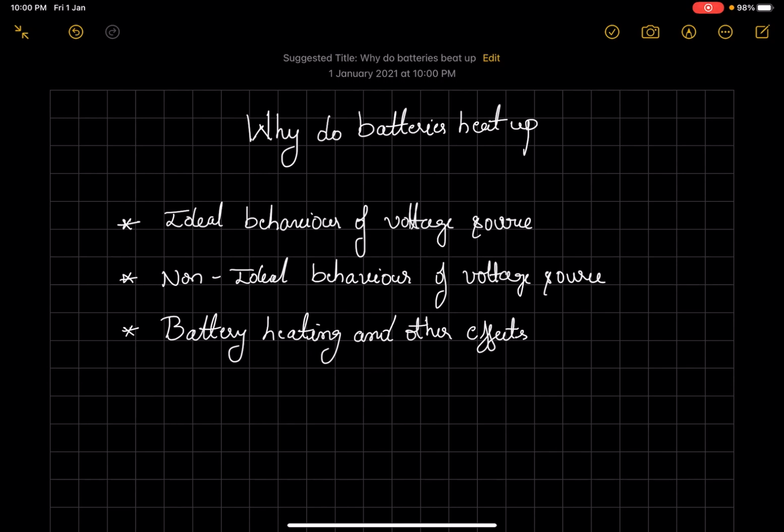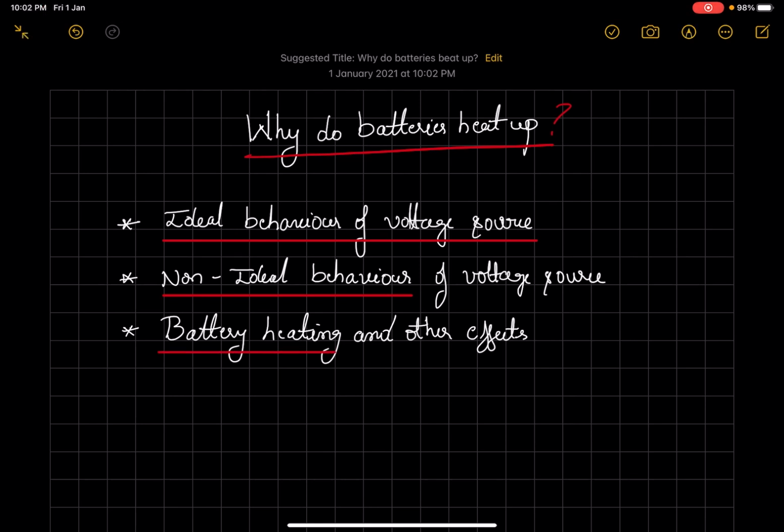Today we'll be answering the question, why do batteries heat up? To answer that question, you first need to understand the ideal behavior of a voltage source, and then we'll look at the non-ideal or the practical behaviors, and finally we'll be answering the question, why do batteries heat up, and other effects which are part of the practical battery. So let's get started.